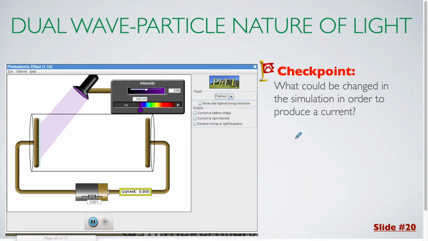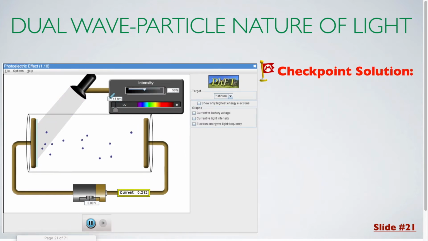Now, if I change the intensity or how bright the light is, that light still will not have sufficient frequency. We know from one of our previous videos that by changing the wavelength, I would change the frequency. So if I want my frequency to increase, I need my wavelength to decrease. So I would need to move this slider further to the left.